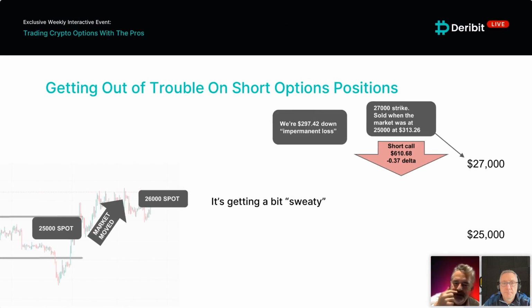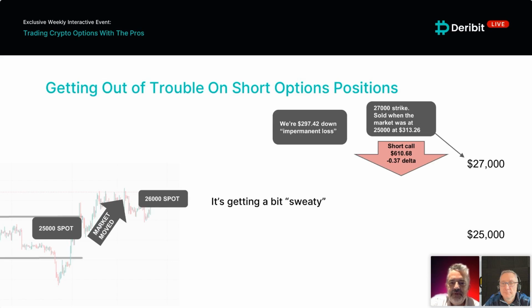So here is my awful graphics. So my apologies for this. When we get a bit more successful, we'll hire some graphic designers to draw these things for us. So on the left of the chart, the market was at 25,000 spot, and then it moved up to 26,000, and we started getting a bit sweaty about our 27,000 calls. I always write a short call as a red arrow pointing down. I write a short put as a red arrow pointing up, and green for long.